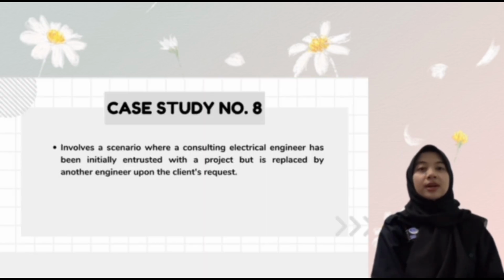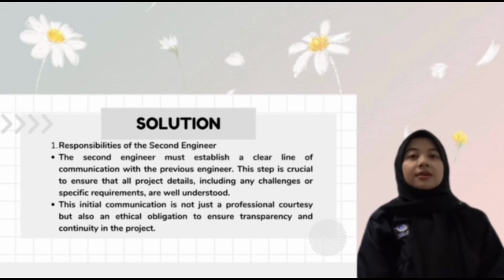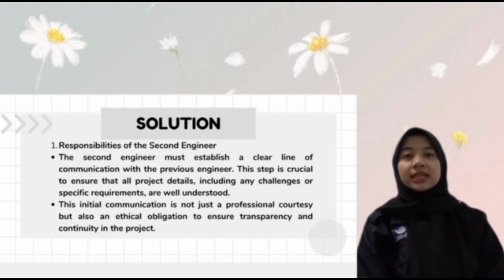This involves a scenario where a consulting electrical engineer has been initially entrusted with a project, but is replaced by another engineer at the client's request. Responsibilities of the second engineer. The second engineer must establish a clear line of communication with the previous engineer. This step is crucial to ensure that all project tasks, including any challenges or specific requirements, are well understood. This initial communication is not just a professional courtesy, but also an ethical obligation to ensure transparency and continuity in the project.